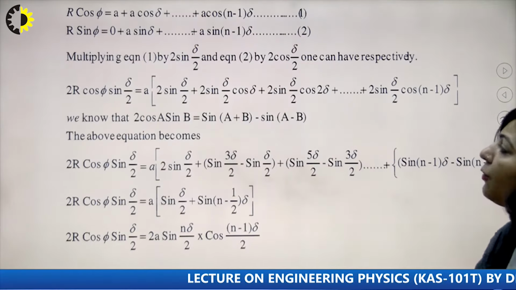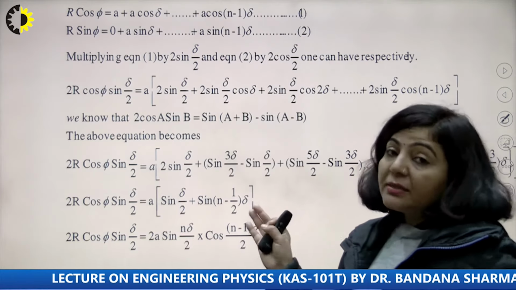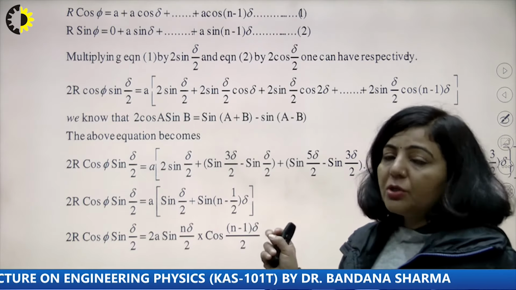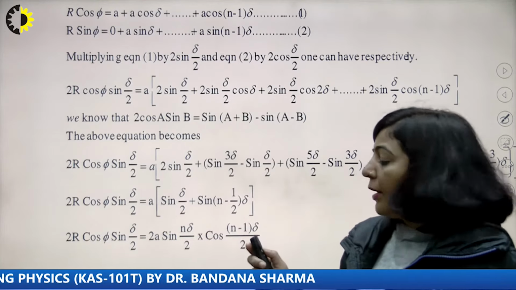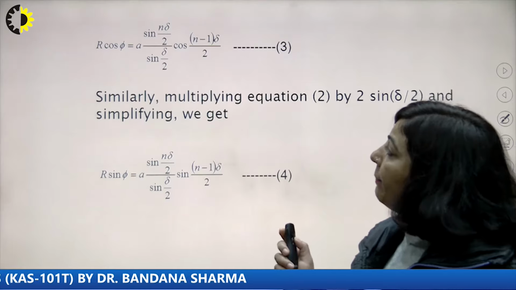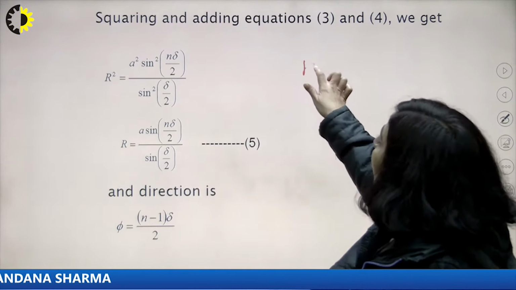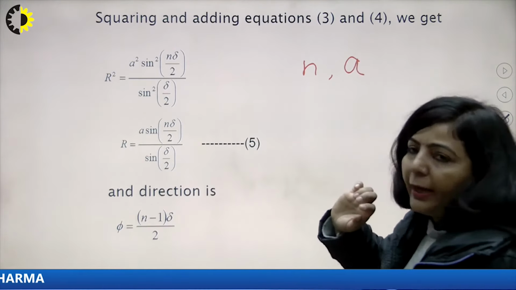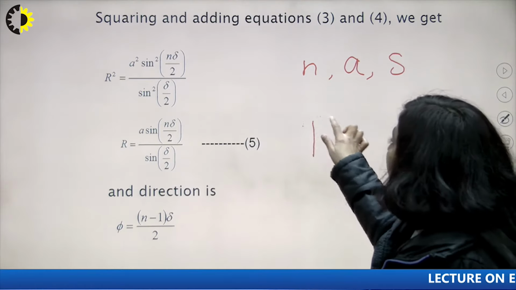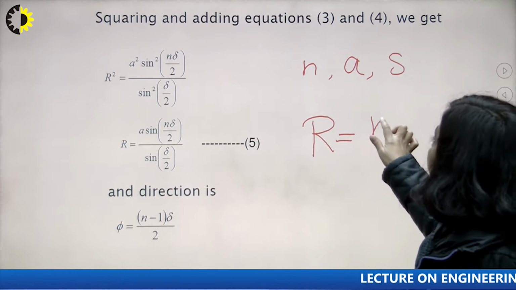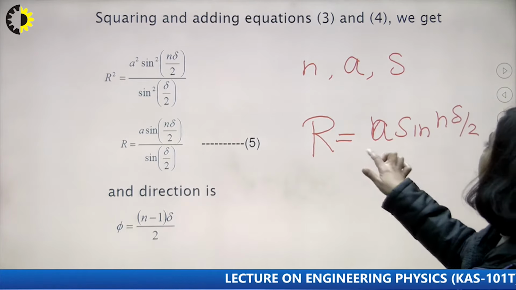The addition of all these vectors is simply calculated using this, but as I have told you, the derivation of this resultant is not in our syllabus, just the final result that we have to study here. So I am directly telling you the final result. When you have n simple harmonic motions, each of amplitude A, and the phase difference changes in arithmetic progression, then the resultant of these n simple harmonic motions will be equal to A sine n delta by 2 upon sine delta by 2.